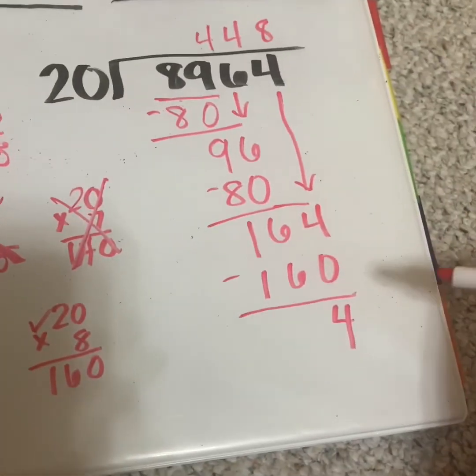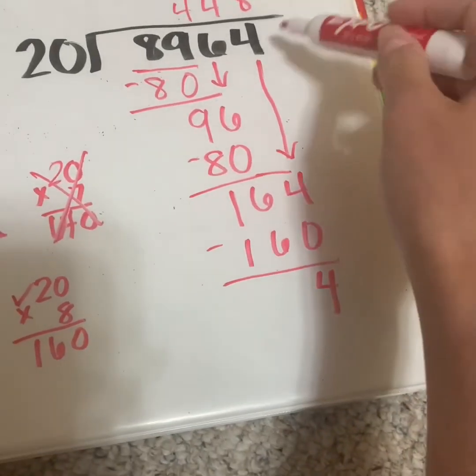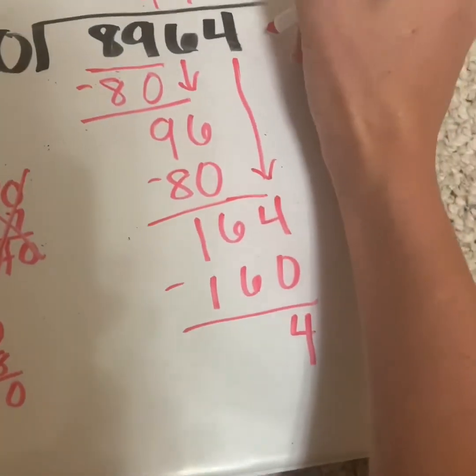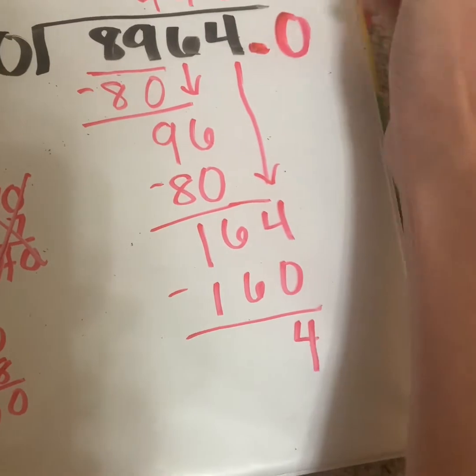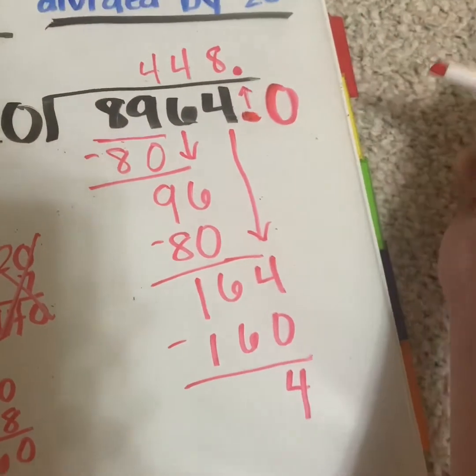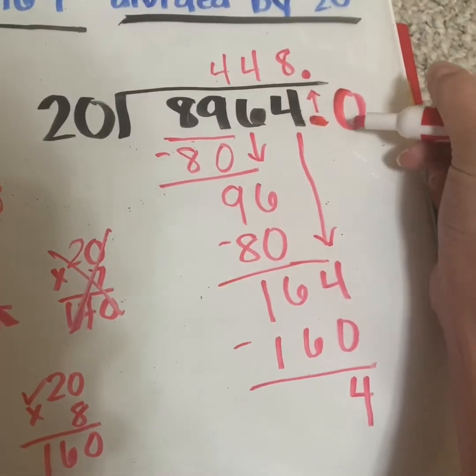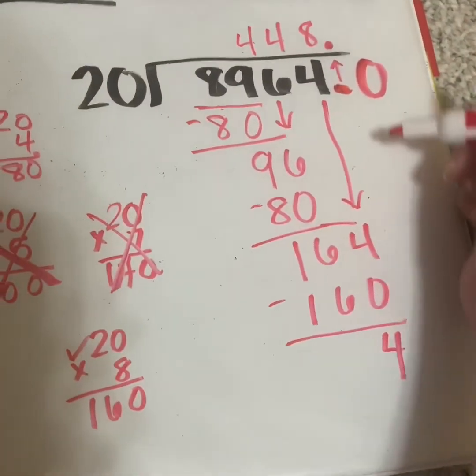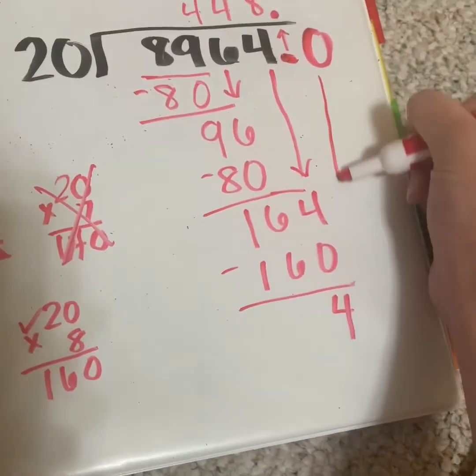So I still have a number down here, but I'm out in my dividend. So I'm going to add a decimal and a 0. And remember, when we add a decimal, we bring it straight up. So my next number, I've already used the 4. It already came down. Now I'm going to bring the 0 down.